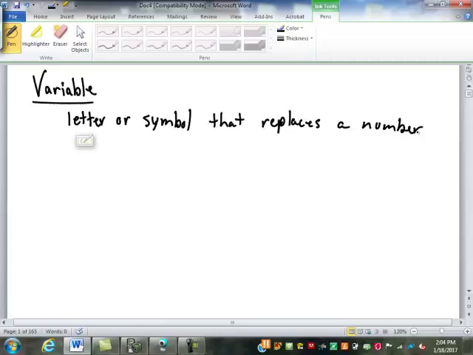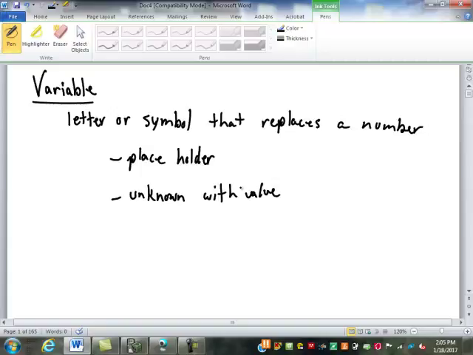Now, within that definition of the variable, it can be used in a lot of different ways. It can be used as a placeholder, so it's just sitting there waiting for the value to be assigned to it. It can be used as an unknown with a definite value. What that would be is like in an equation where you have 3x plus 2 equals 20. It has a definite value, we just don't know what it is. And in that case, you can solve for it.